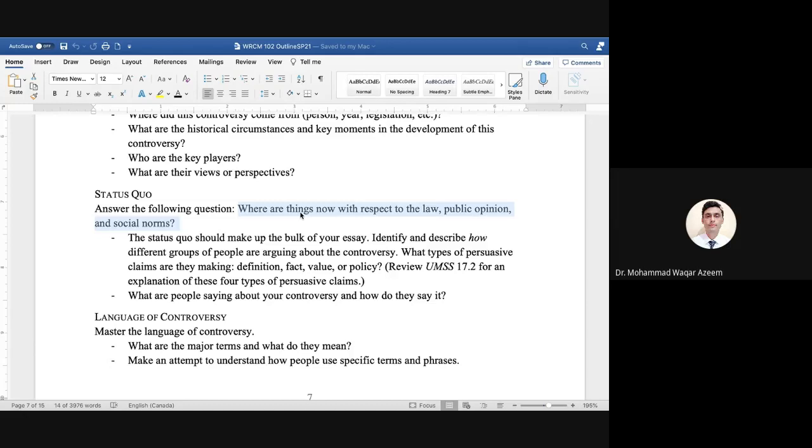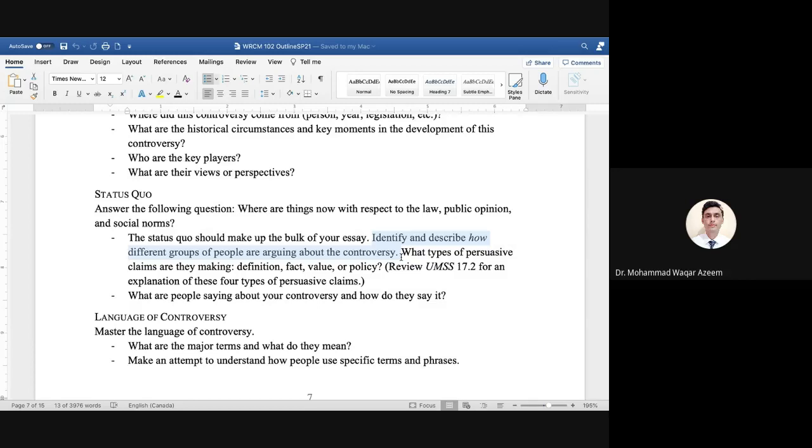But then you might also inform the reader that there are other ways where the controversy is still there. And you can point that out. But whatever the current situation is, you have to describe that based upon the literature and the resources and the articles and the chapters and the lectures that you are consulting. So the status quo should make up the bulk of your essay. Identify and describe how different groups of people are arguing about the controversy.